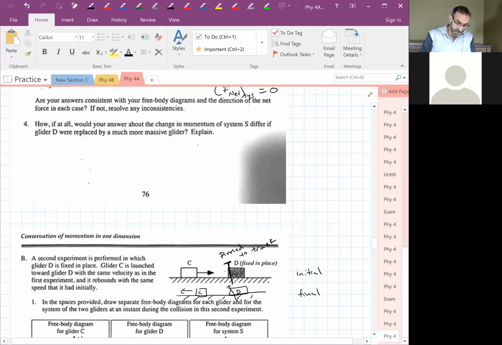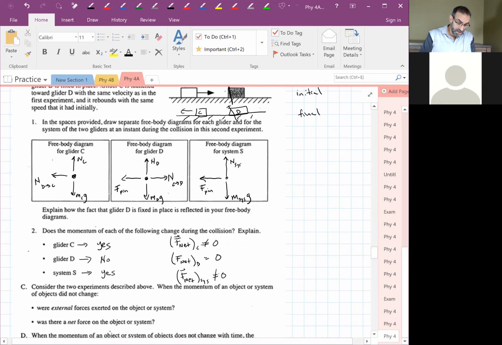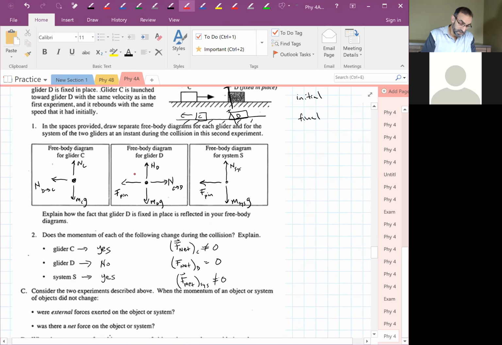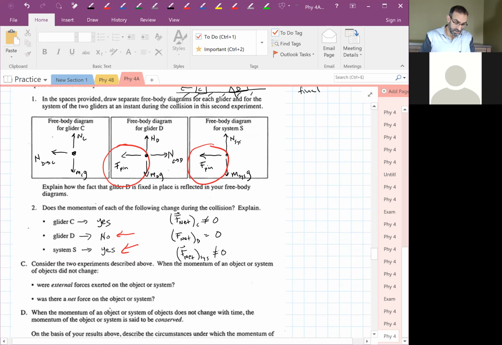So let's come down here. Let's look at this one. So this has external force acting on it. The system has an external force acting on it. The glider D, momentum did not change. For the system, momentum did change. So does an external force matter? We found cases for both. I would say yes and no.